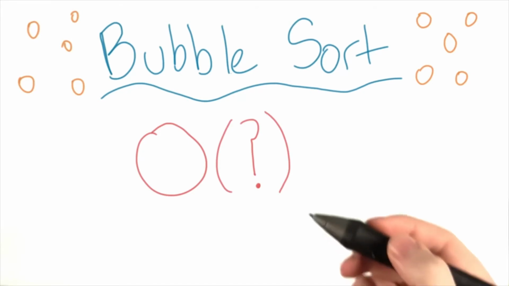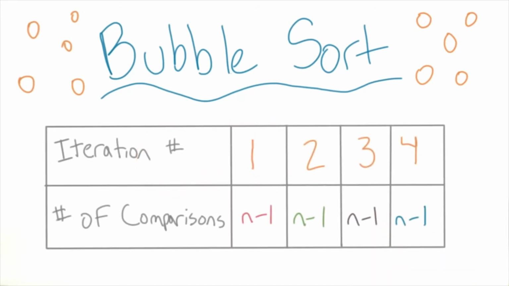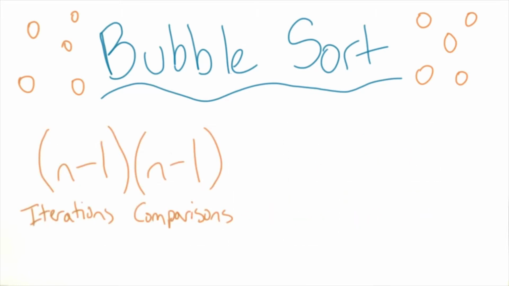Great, so what's the efficiency of this algorithm? Well, we had to go through pretty much the whole array a lot of times. Here's roughly what we did. Overall, we had to do n-1 iterations, and at each step, we did n-1 comparisons. So n-1 comparisons for n-1 iterations gives us something like this.